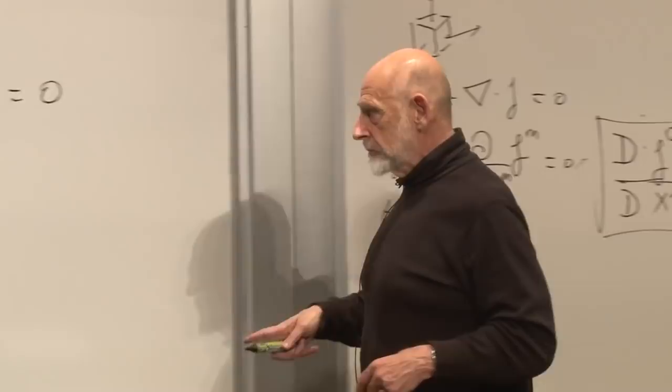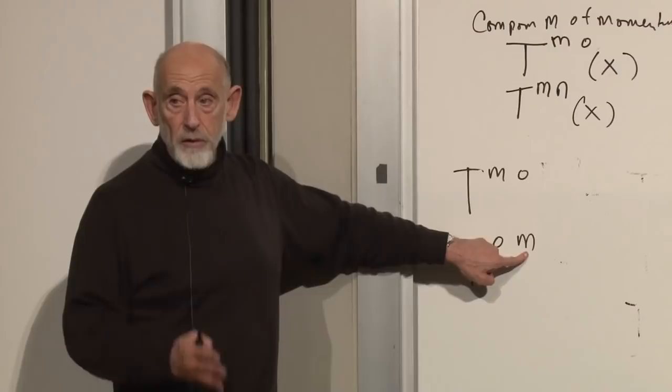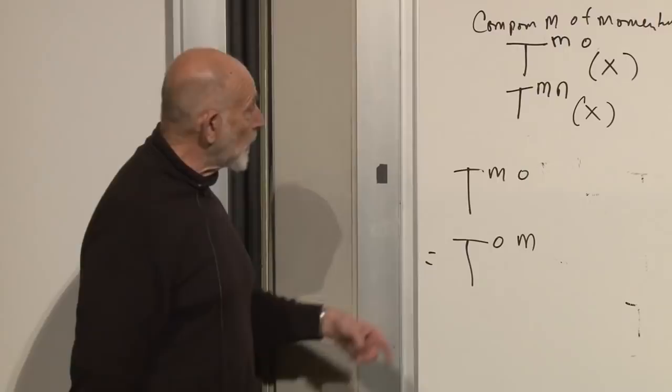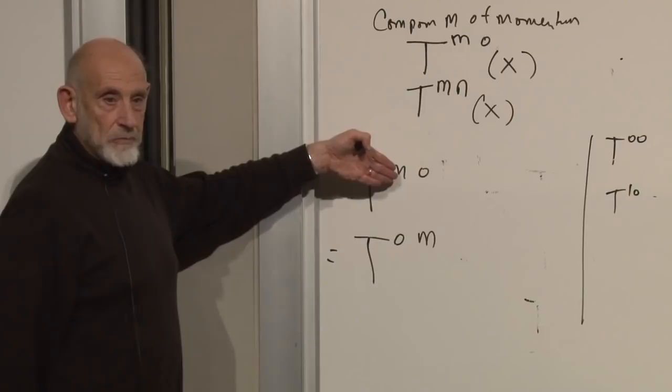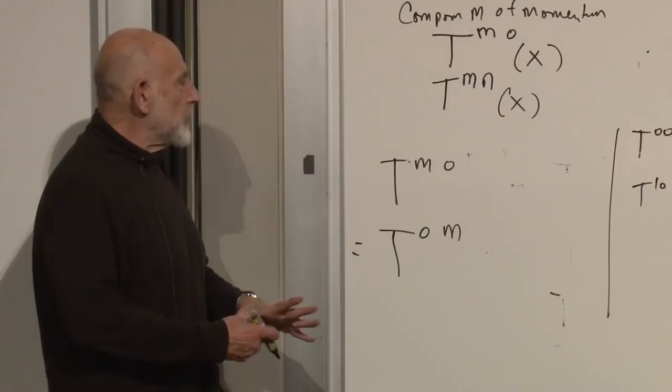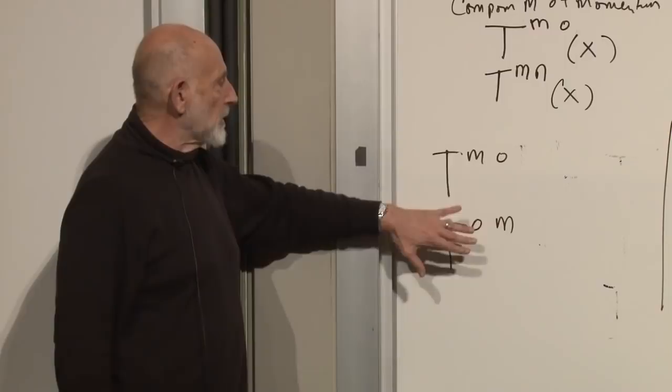Same here. T naught tells us we're talking about energy. This M tells us we're talking about the flow of it along the axis M. How much of it is flowing out through a window oriented along the M axis? But fortunately, we don't have to remember T naught M and T M naught, they're equal. That's the symmetry. We don't have to remember which. It's easy enough to remember that one of these must correspond to the fact that it's energy and the other that it's flow, but it's not important to remember which is which because they're interchangeable, the two indices here. Okay, so now let's return.